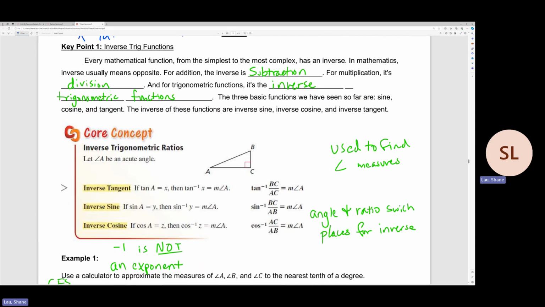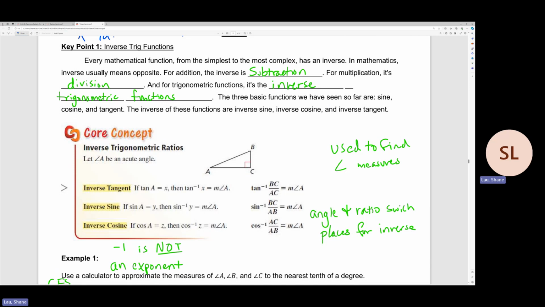Here's our key point one, inverse trig functions. Just like how we can undo something, let's say that something is addition, the way that we undo addition, or the inverse of addition, is subtraction. That's how we get rid of it. Same thing with multiplication and division. They are inverses of each other. Trigonometry also has inverses of its functions as well.